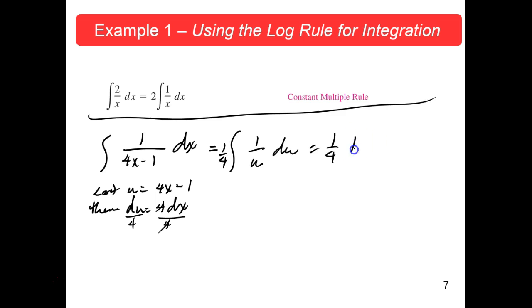Log u. Absolute value of u. One more thing: plus c. But we didn't have u's in our original problem, so let's go back and put them in here. That'd be 1 over 4 times the log of, what was your u? 4x minus 1. There's your answer.